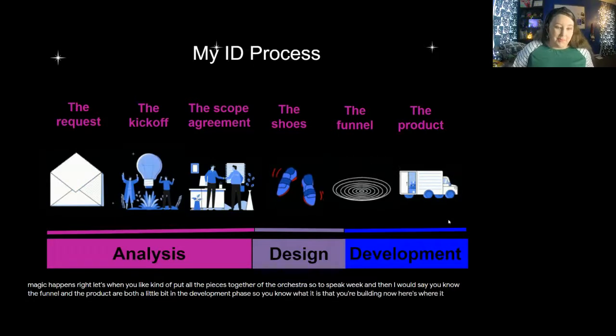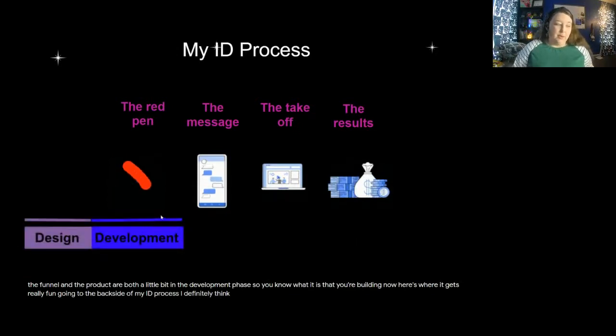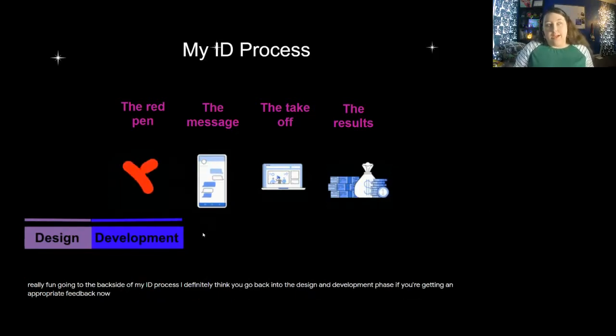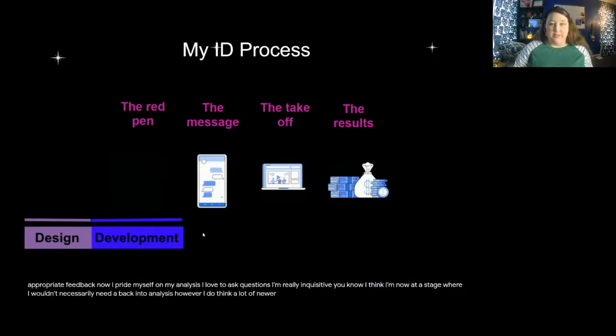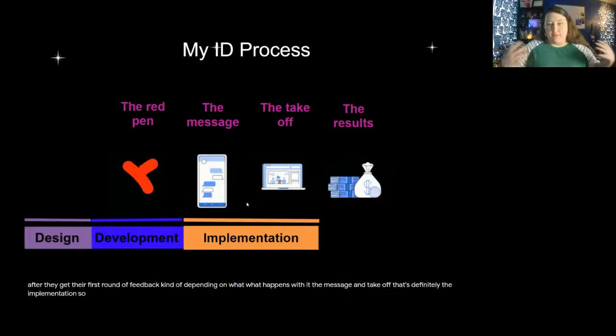Now, here's where it gets really fun. Going to the back side of my ID process, I definitely think you go back into the design and development phase if you're getting appropriate feedback. Now, I pride myself on my analysis. I love to ask questions. I'm really inquisitive about what it is that we need to do. So, I think I'm now at a stage where I wouldn't necessarily need to go back into analysis. However, I do think a lot of newer instructional designers might need to revisit the analysis after they get their first round of feedback, depending on what happens with it. The message and takeoff, that's definitely the implementation. So how is it going to get to the end user?